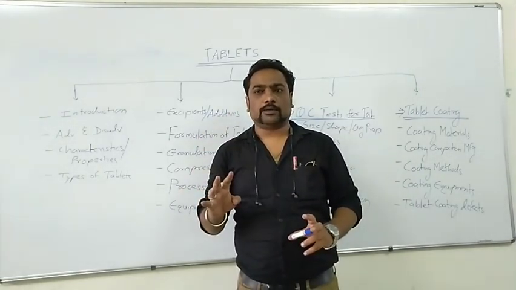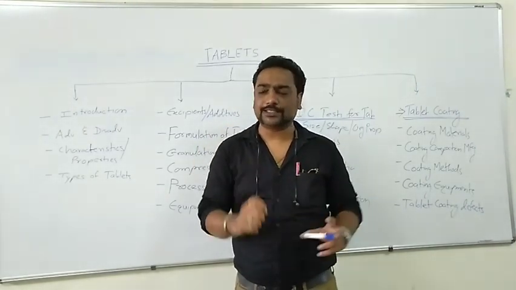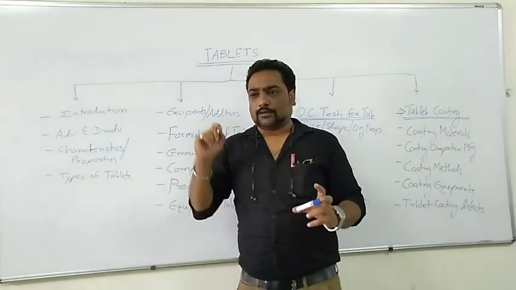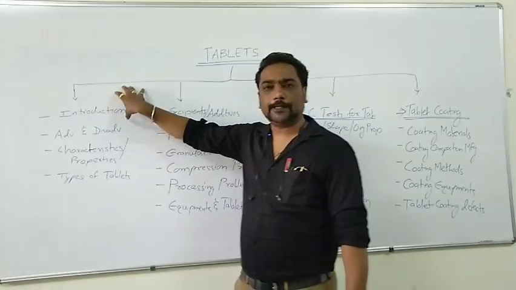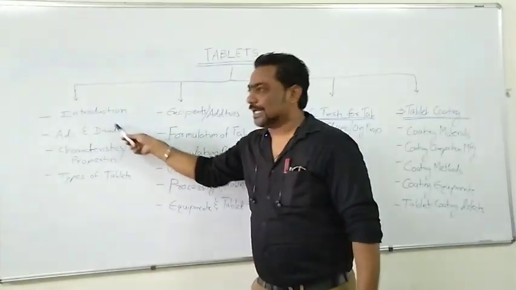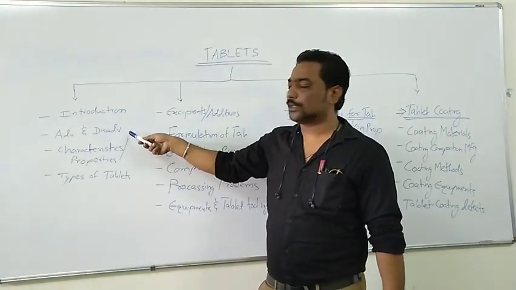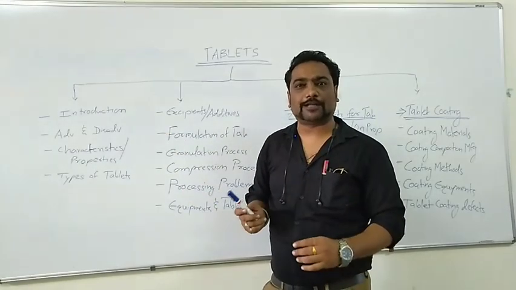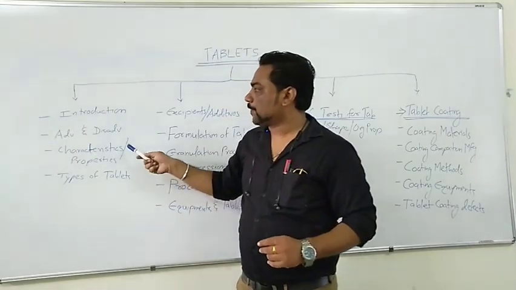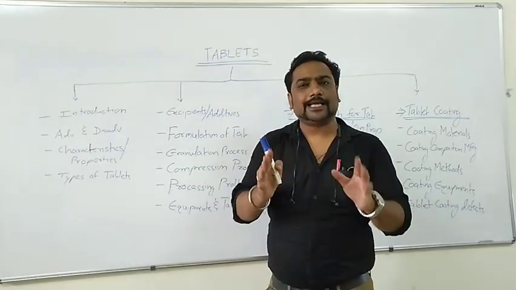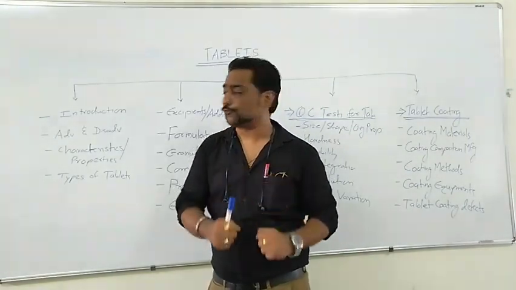So we will divide this entire chapter into 4 different sections. Under the first section, we are going to study some introductory part. What is the need of tablet? Why are oral dosage forms required? That we'll see. Then we will move towards the advantages and disadvantages of tablets with comparison to different dosage forms, of course. Then we will see which are the ideal characteristics or ideal properties of a tablet dosage form.